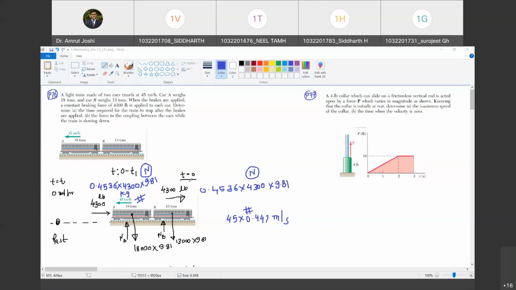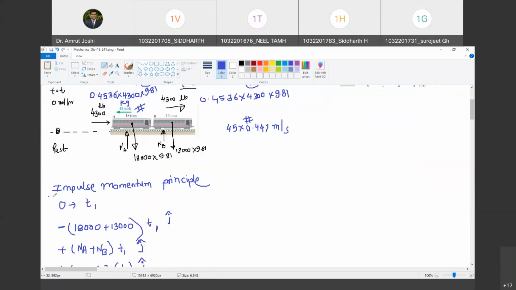So therefore, 45 miles per hour marked by this hash, I have to convert it into meter per second. So what is the conversion factor? It is 0.447 miles per hour to meter per second. Are you with me? So I have converted that. So it becomes 45 into 0.447 meter per second. And now let us apply impulse momentum principle from time 0 to t1 on this entire body. Both the bogies are considered as a single body. Are you with me?